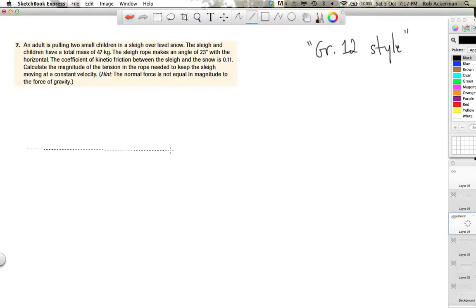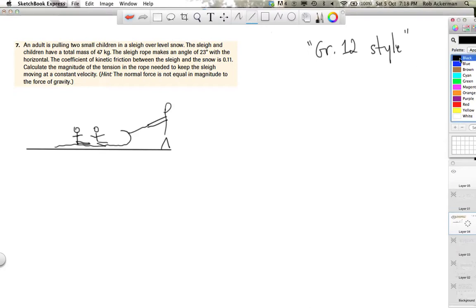I begin drawing. Let's do our best here. There you go. There's a sleigh. There's some children. Looks like they're standing up. That's not safe. We want them sitting down, right? There we go. Happy, safe children. Okay. The adult is over here, and I don't know, maybe this is mom who's taking them out for a little walk. Okay. The angle of the rope is 23 degrees with the horizontal.